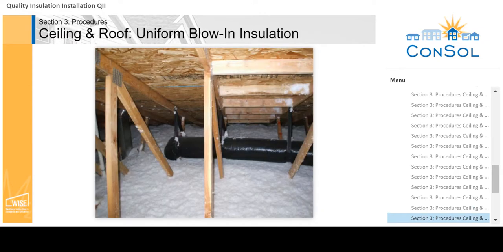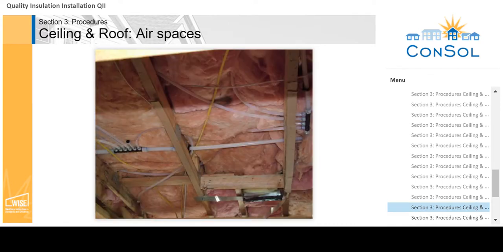Here is an example of blown-in fiberglass insulation that was uniformly distributed, leaving no high or low spots. Insulation installed in the ceiling needs to be in contact with the ceiling drywall. The batts in this installation should have been delaminated or butt-fit around the plumbing and electrical.